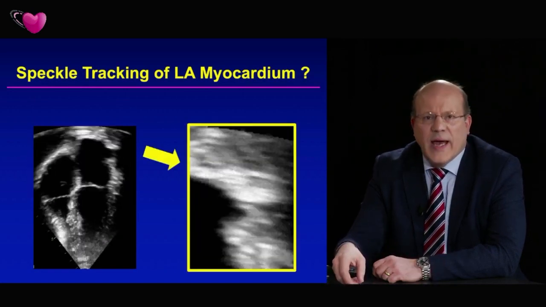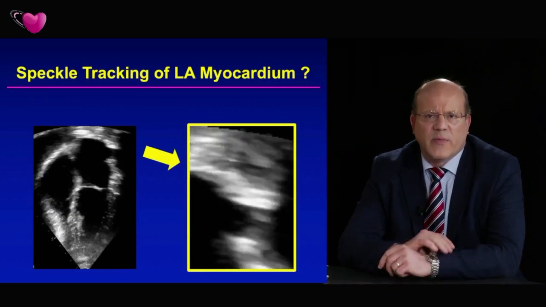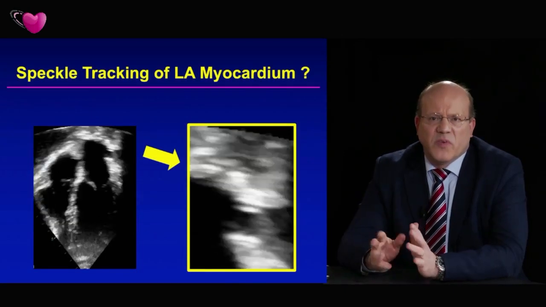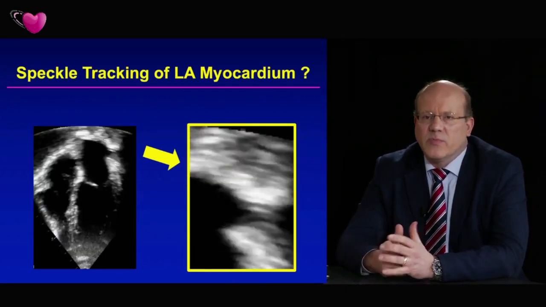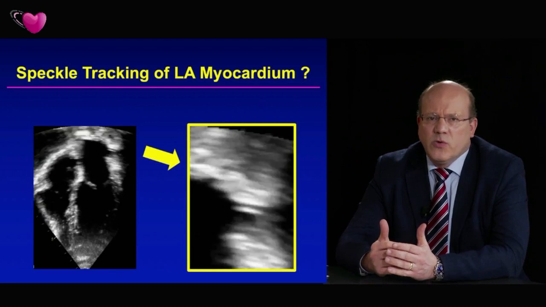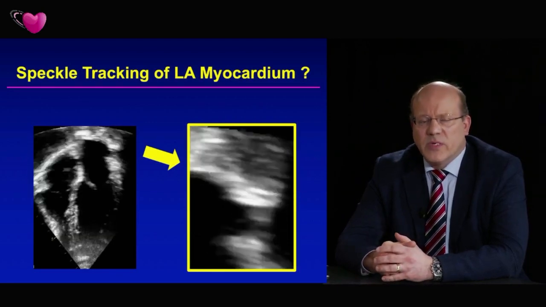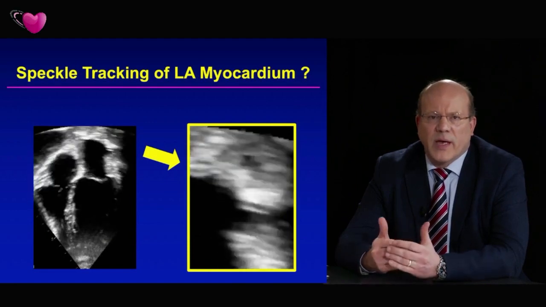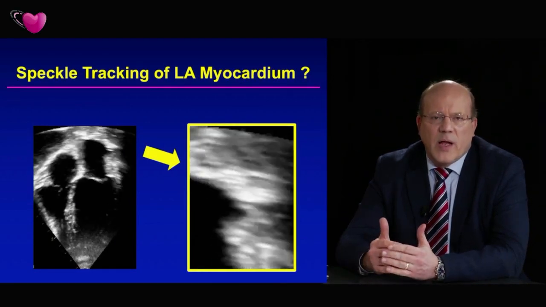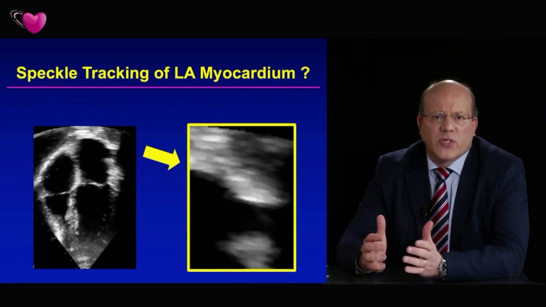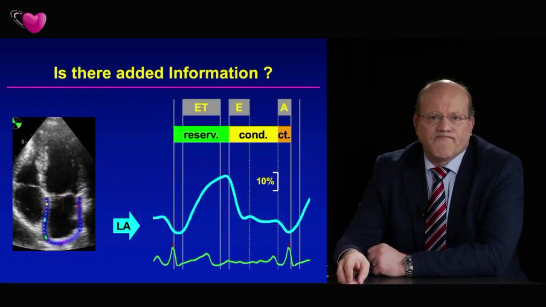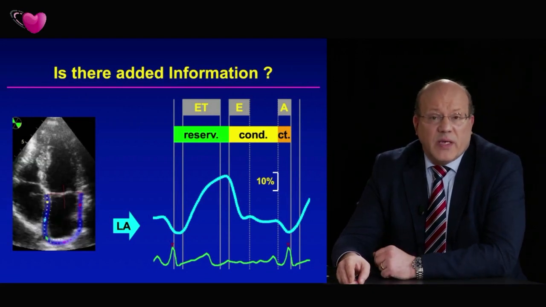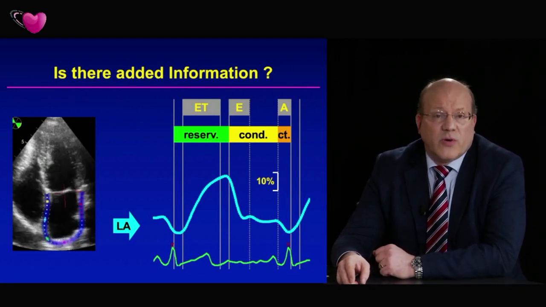There is hardly anything that you can track. There is something white, and there is some white clusters that move a little bit back and forth, but this is not really speckles that you can track. So what we are doing when we are doing strain measurements in the atrium, we are basically doing a contour detection between the black atrium and the white myocardium, and this is what gives us the length change of the myocardial contour. The other thing is, can there be or is there added value in the strain of the left atrium?